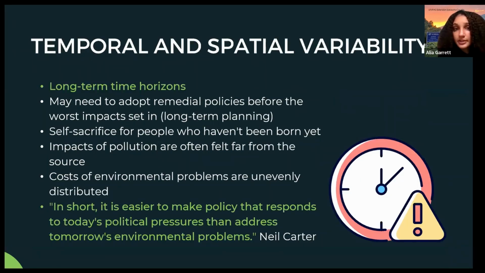Temporal and spatial variability. These are long-term time horizons. Fixing climate change is not just something that we can do in a day. We may need to adopt remedial policies before the worst impacts are set in. So really focusing on that long-term planning. Self-sacrifice for people who haven't been born yet. The impacts of pollution are often felt far from the source, and the cost of environmental problems are unevenly distributed.